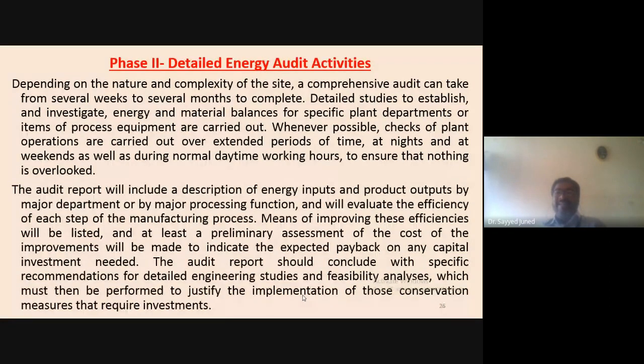Page 2, detailed energy audit activity. In this detailed energy audit activity, an extended or comprehensive audit can take from several weeks to several months to complete. It means what? The consumption of energy, for example at institution X, is in kilowatt energy. For example, the college consumes 700 units or 1000 units monthly of electric energy.